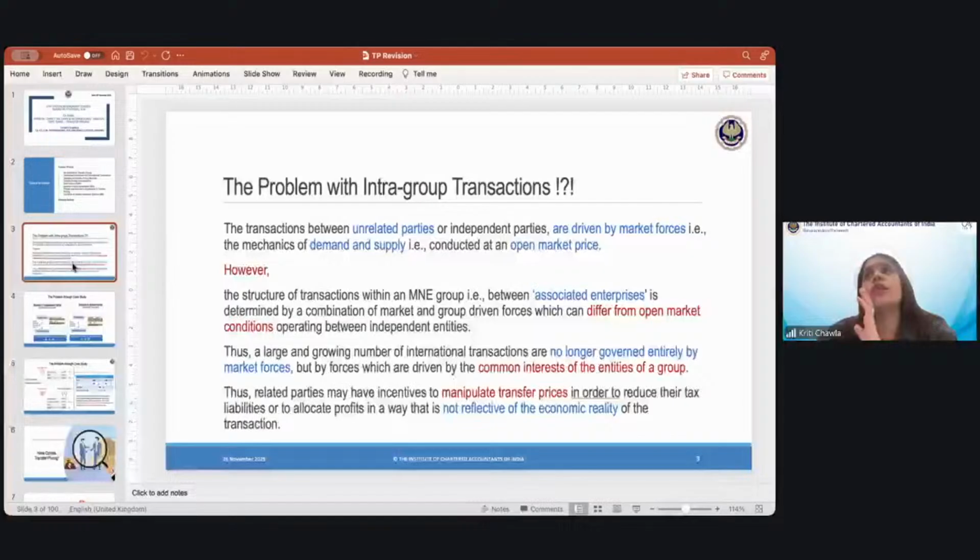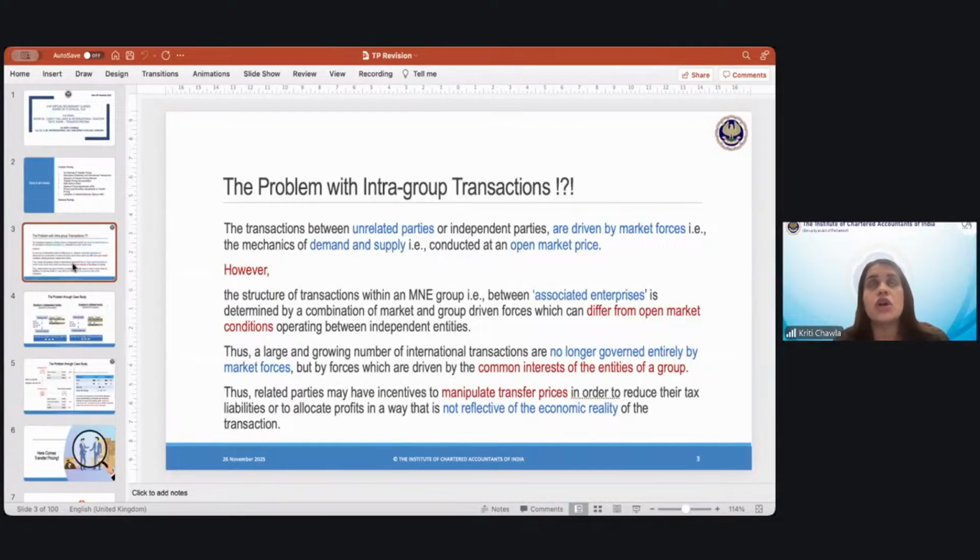But when associated enterprises or related parties transact, like a parent company and a subsidiary company, or two subsidiary companies in a multinational group, they do not necessarily transact at open market price. So what do they transact at? Well, they transact at a price which is not governed by market forces. They transact at a price which is driven by common interest. It is a manipulated transfer price that they actually transact at.